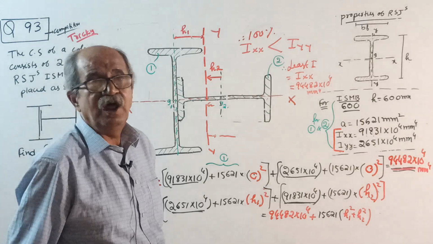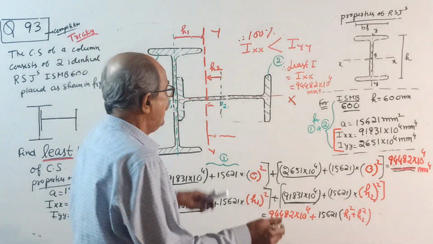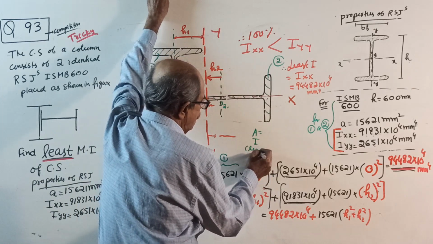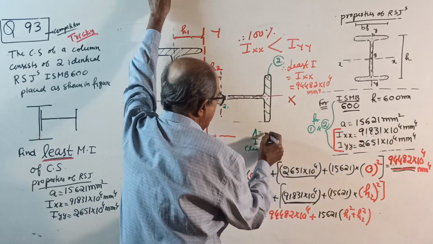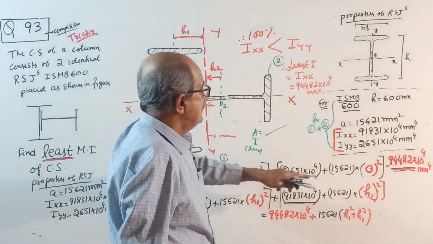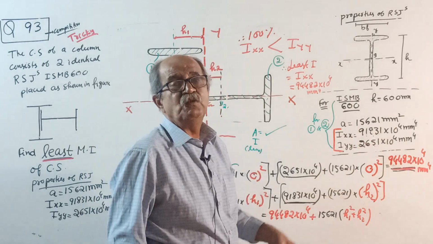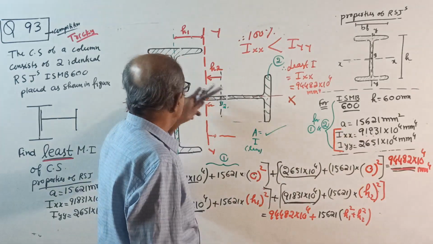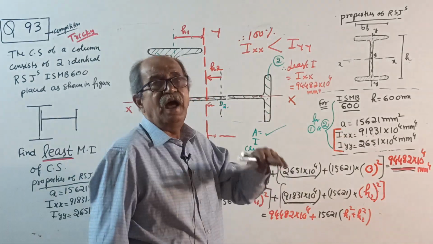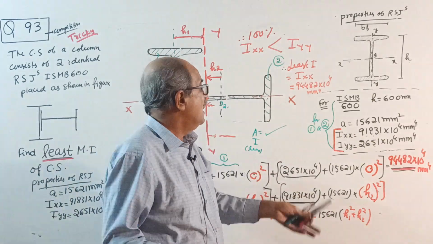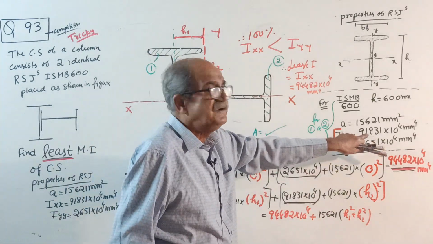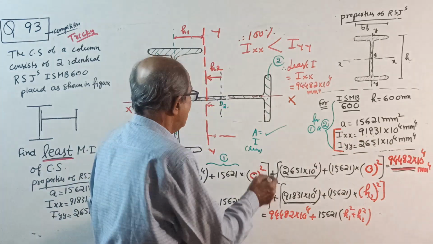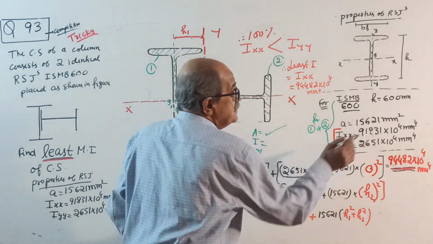Suppose for the column the question requires the area and least I. What you do? Multiply the area by 2. Then add these two moments of inertia, one IXX for this one, other IYY, and forget about the other axis. Why? The other axis answer is whatever you got just now plus something more. Therefore, least I is directly the sum of these two.